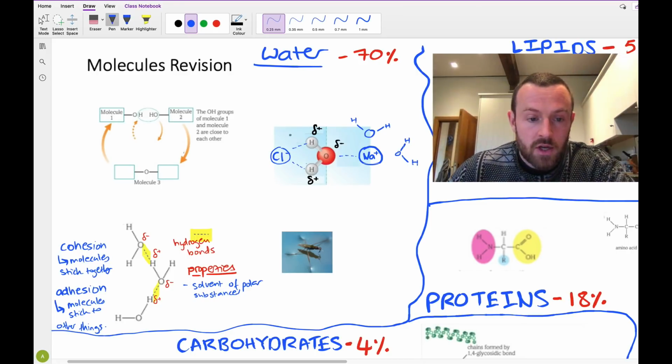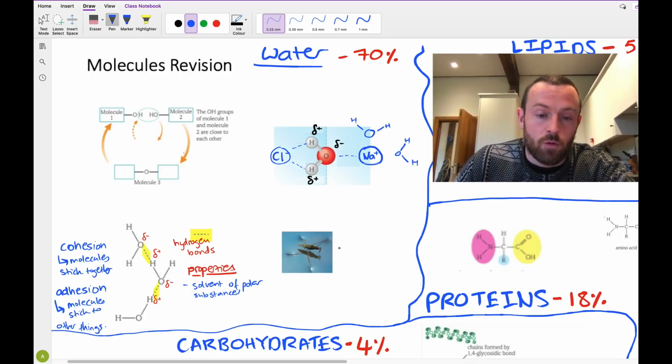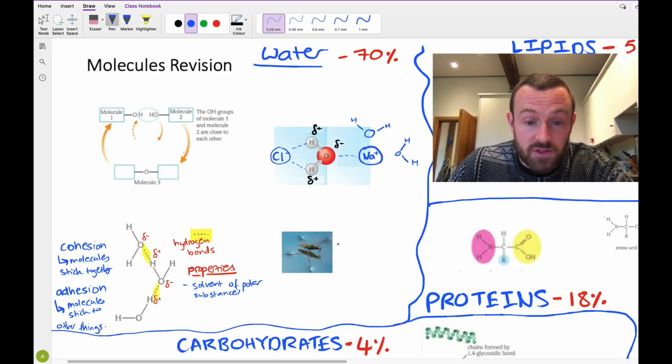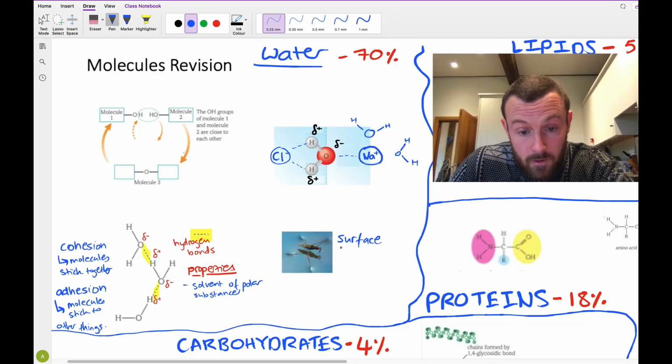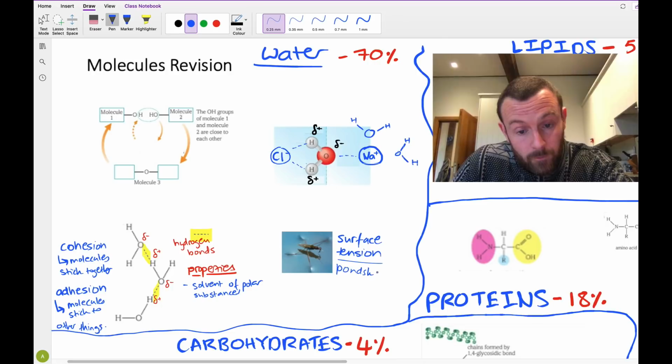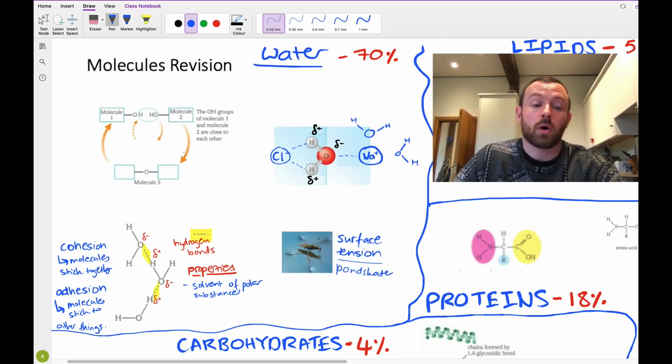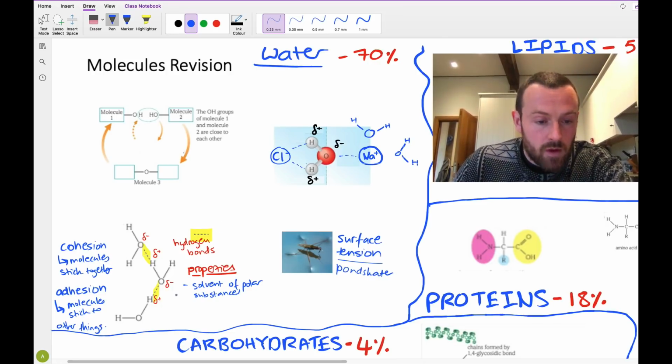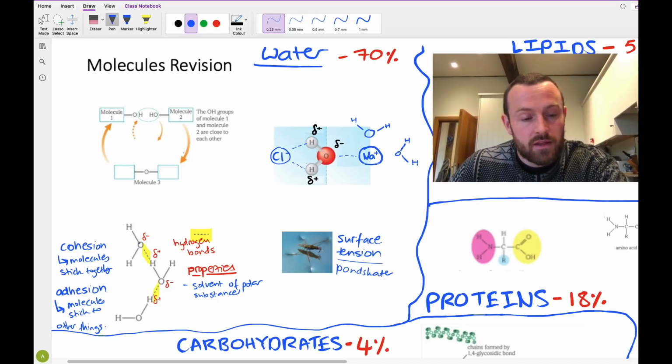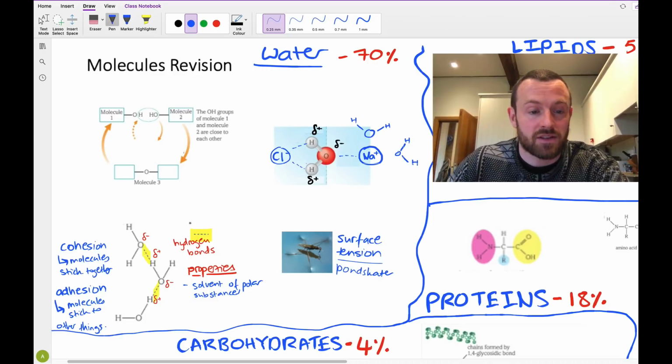It gives rise to lots of properties of water. Okay, what else have we got? Also, when these hydrogen bond networks form on the surface, they're responsible for surface tension, which is how this pond skater here is sitting on top of the pond. Another thing, when water cools down and becomes ice, the hydrogen bond network between the molecules forms a regular pattern. So this is an odd one.